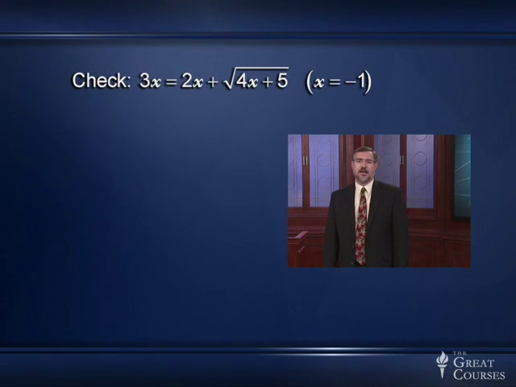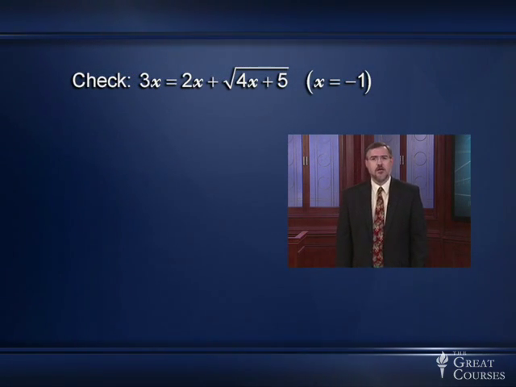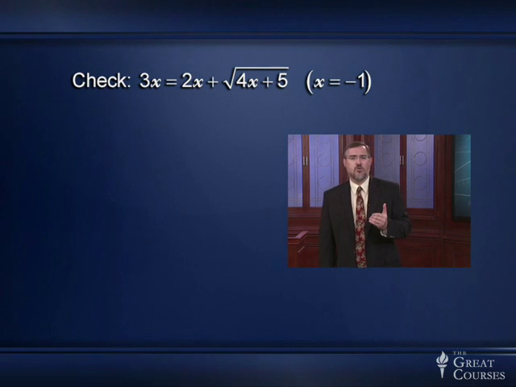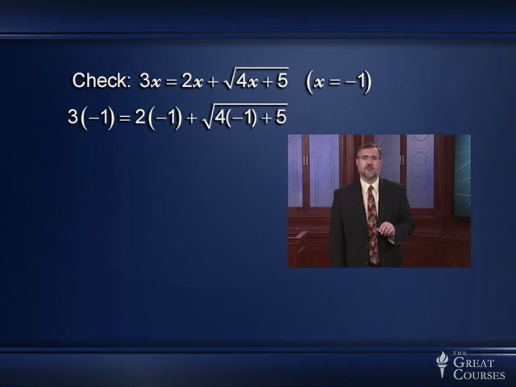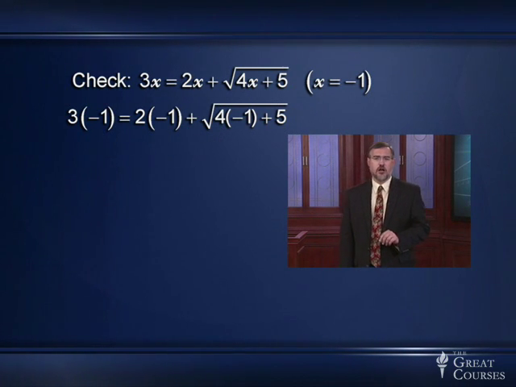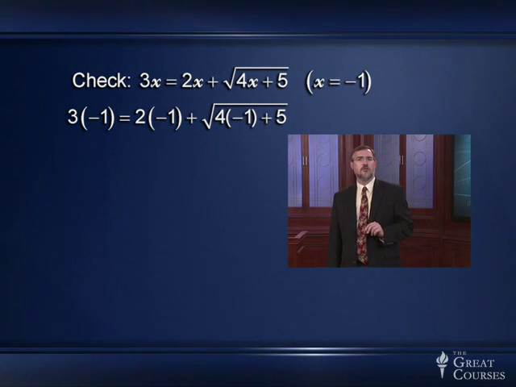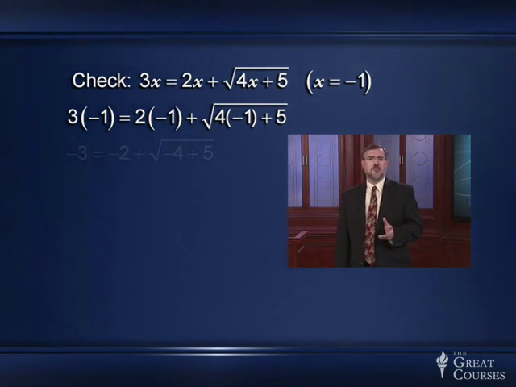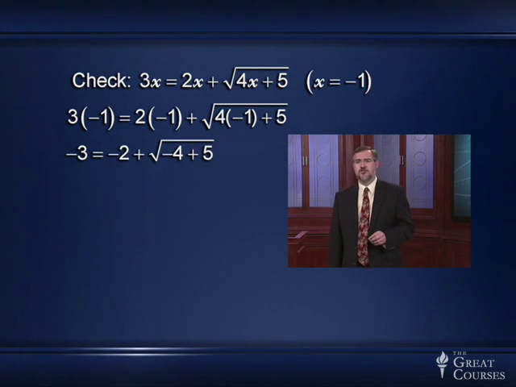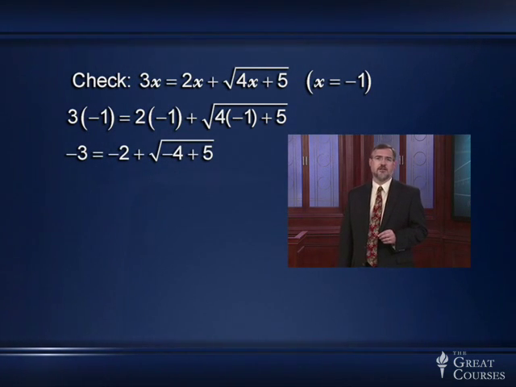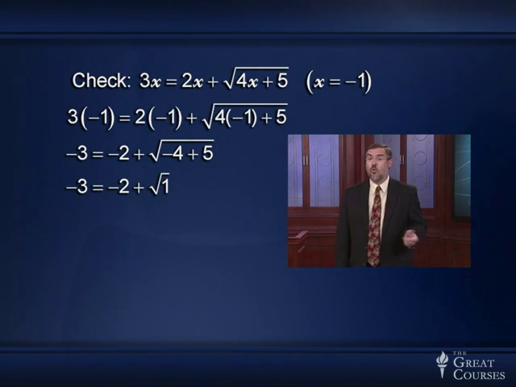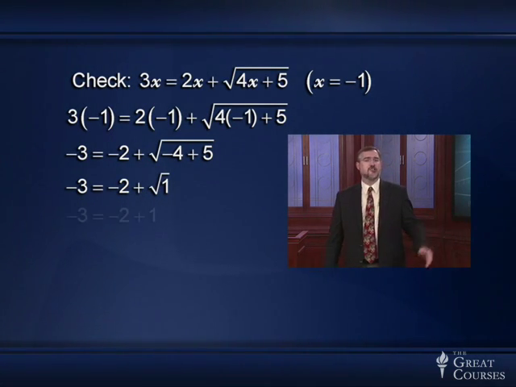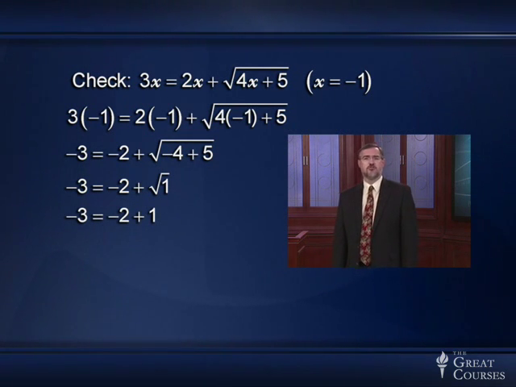Now, let's check x equals negative 1. Plugging negative 1 into the original equation, I have 3 times negative 1 equals 2 times negative 1 plus the square root of 4 times negative 1 plus 5. And that's the same as negative 3 equals negative 2 plus the square root of negative 4 plus 5, or negative 3 equals negative 2 plus the square root of 1. And that's just 1. So I have negative 3 equals negative 2 plus 1.